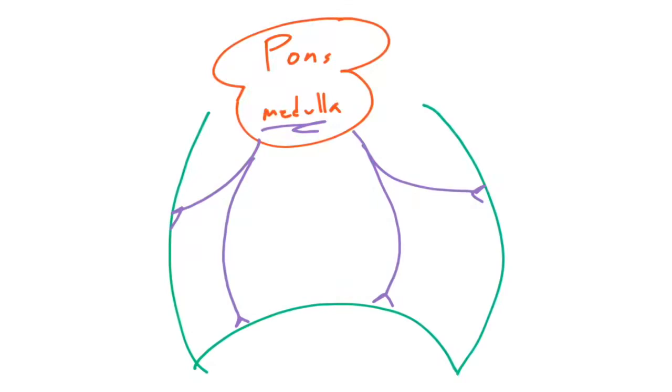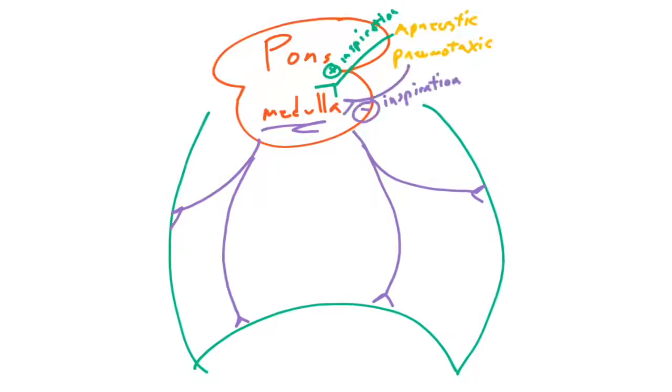There are two specific centers you need to be familiar with: the apneustic center and the pneumotaxic center. The apneustic center stimulates the medulla to increase inspiration. The pneumotaxic center does just the opposite. It inhibits inspiration by the medulla. The medulla can receive inputs from the cortex, which is how we can voluntarily alter our inspiration and expiration.